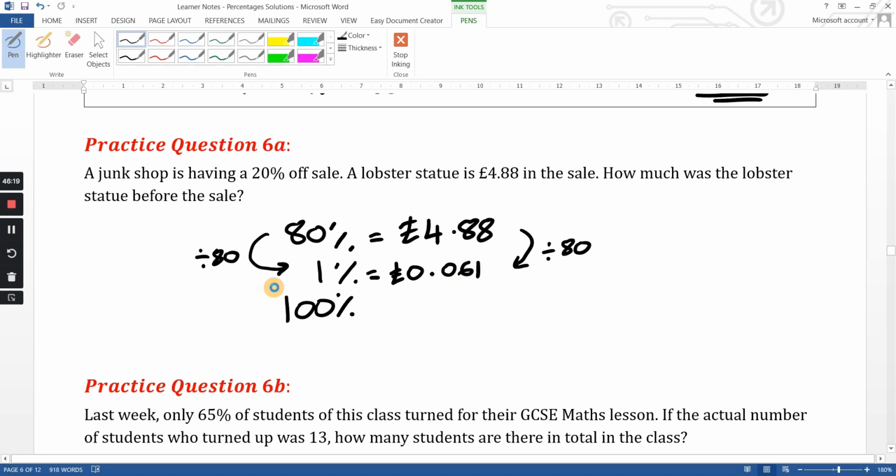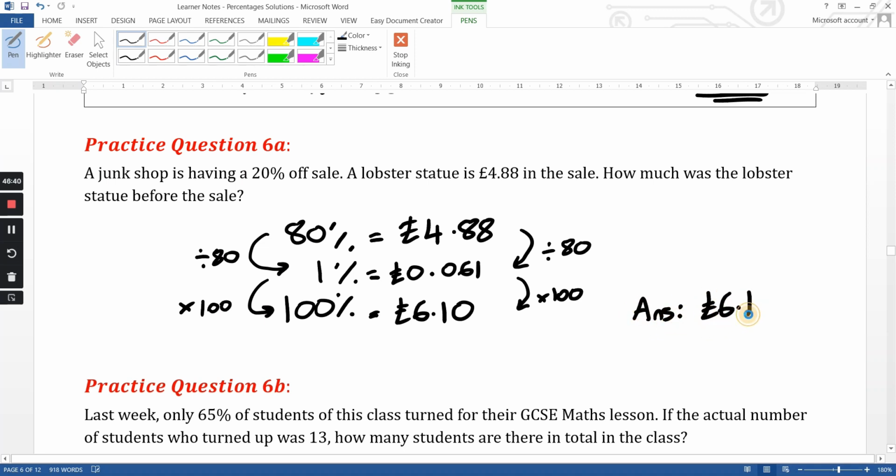Okay, and now times by 100. Let's do the same here. And I get 6.1. Yep, so in pounds it's going to be £6 and 10 pence.